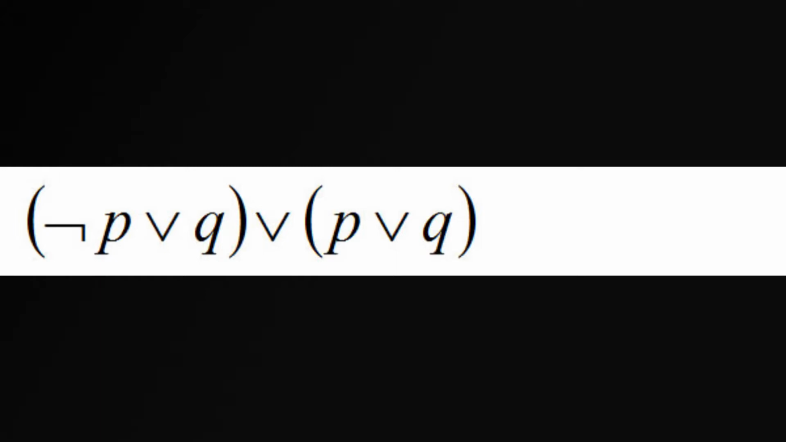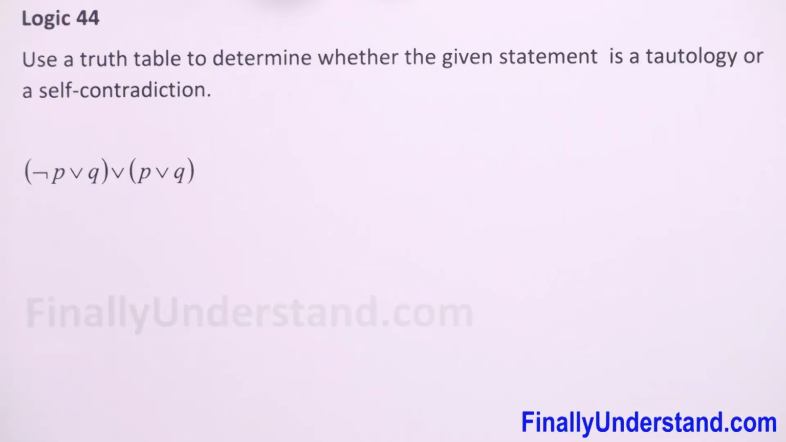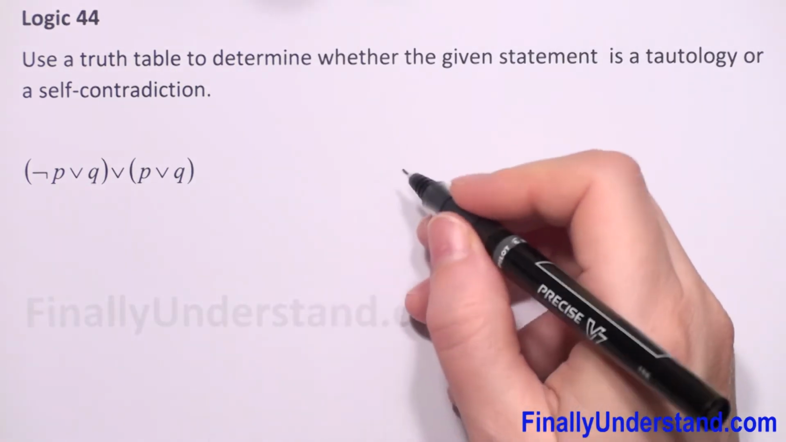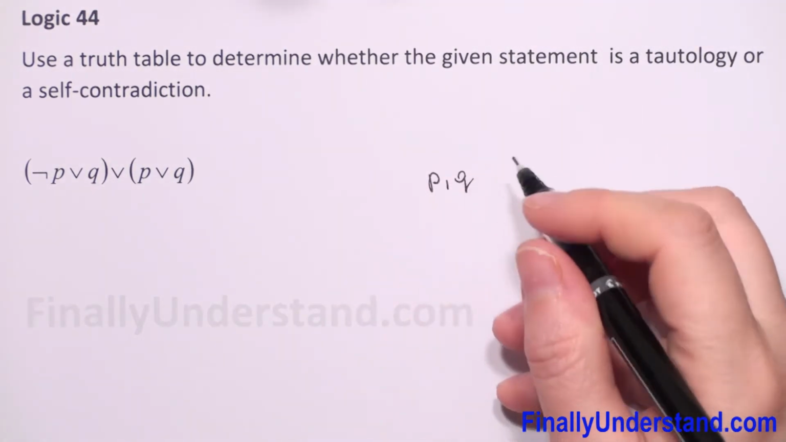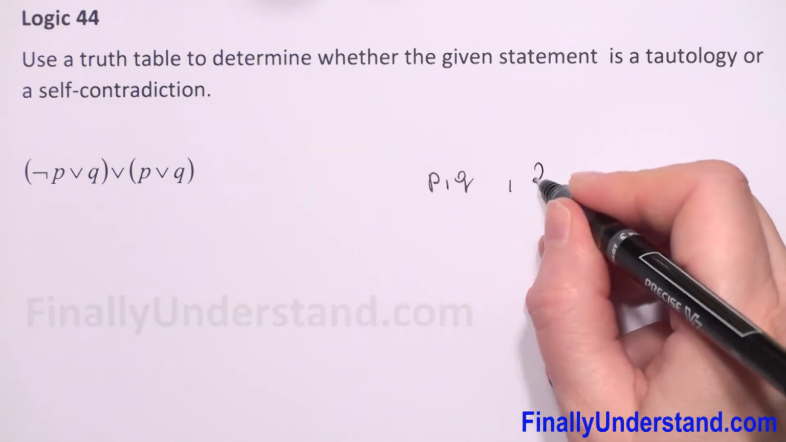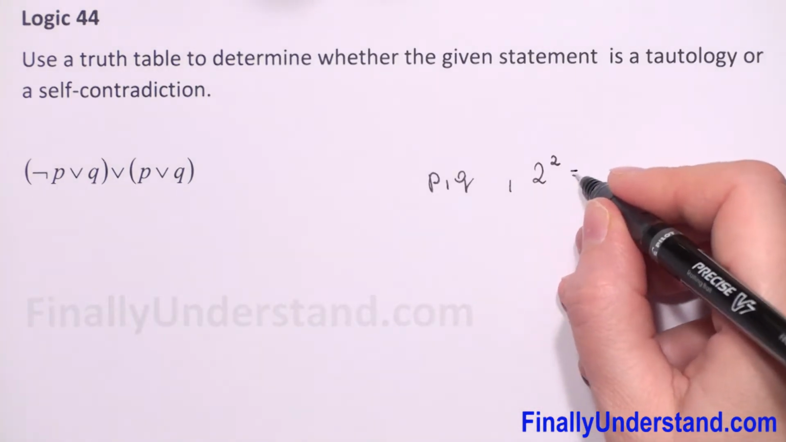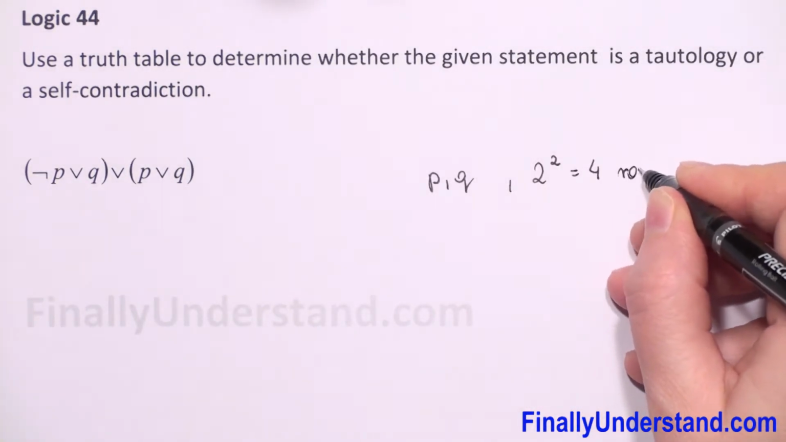We have to use a truth table to determine whether the given statement is a tautology or a self-contradiction. We know that a tautology is a statement that is always true. So let's first build the truth table. Because we have simple statements P and Q, we will have 2 squared, which is 4 rows.